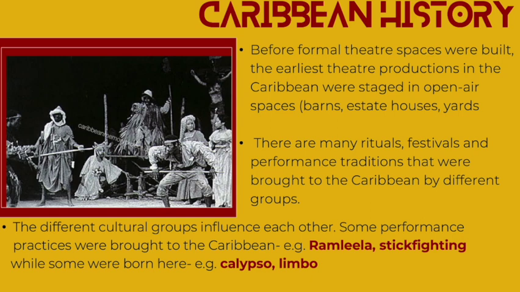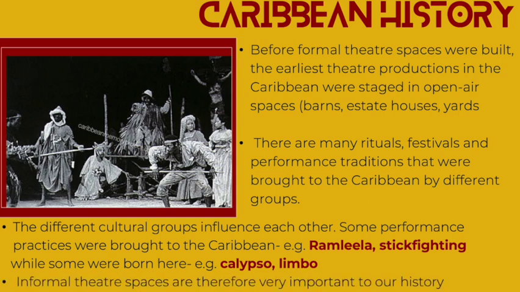There was also segregated seating in Jamaican theater. So this is where the cost of a theater ticket in a formal space was beyond what the average enslaved or ex-enslaved person could buy. And so the informal spaces are where they would have really concentrated their energy and their attention. So informal theater spaces, in essence, are really important to our history. And you find that in order to stay true to their roots, many of our folk performances still happen outdoors.